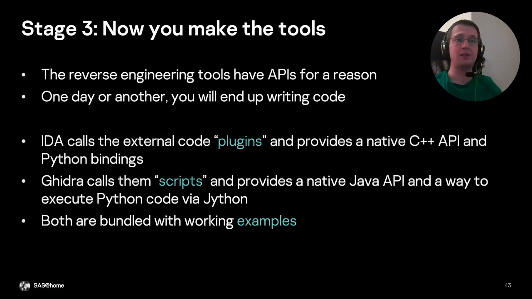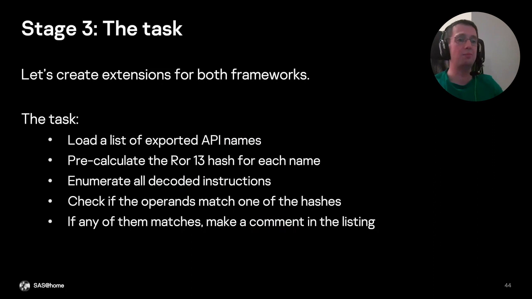It's also very important that both tools have a lot of examples shipped with them. It's very good just to take one example, see how it works, try to modify it, try to make little changes, and this is how to start. So our tool is going to do a very simple thing. We take a list of API names, we calculate the hashes for the names, and then we go through the whole listing and check if there is an operand that matches the hash. If it matches, we put a comment.